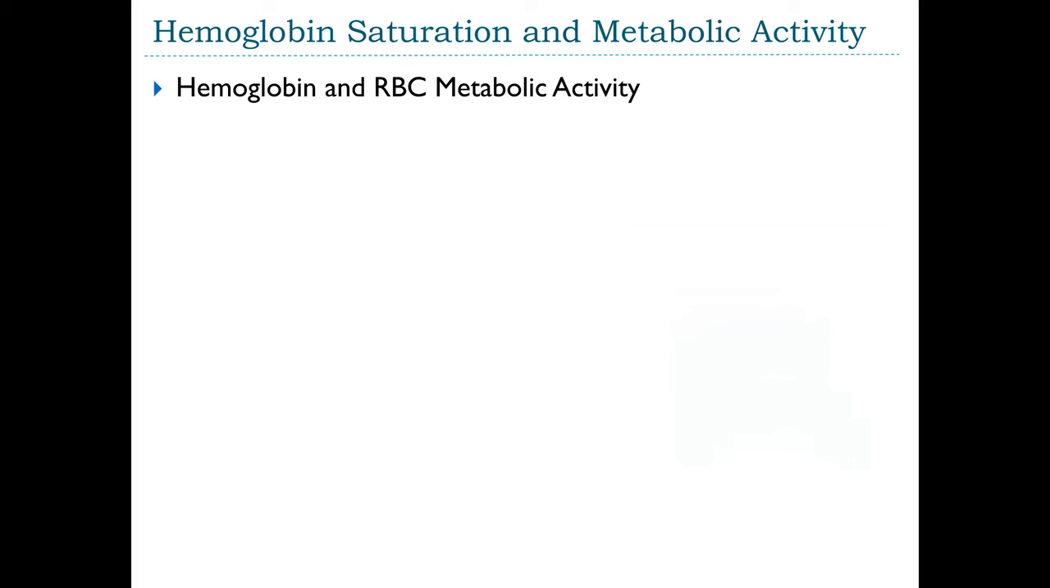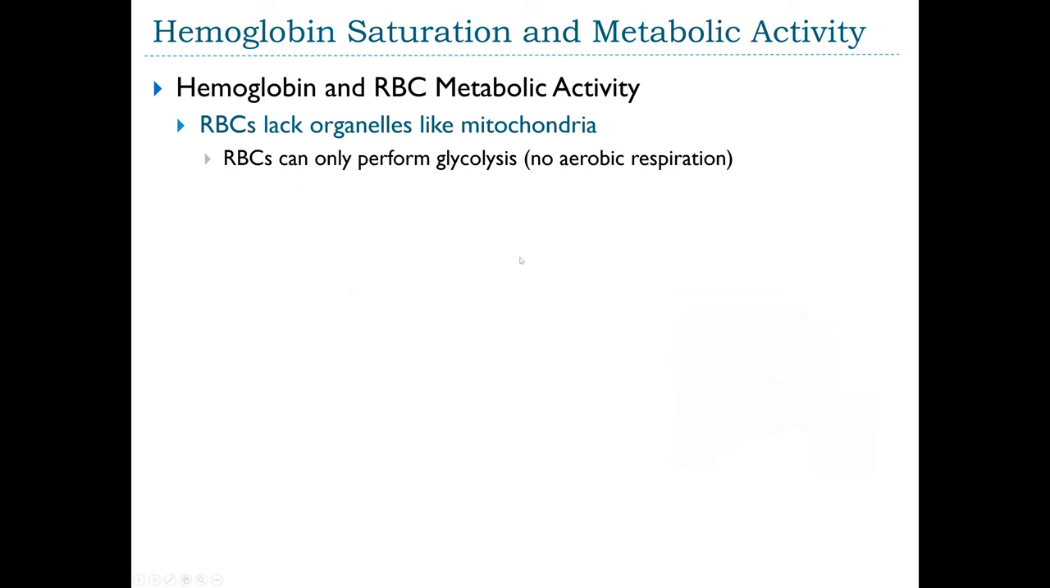All right, so let's look at hemoglobin saturation and metabolic activity. So hemoglobin and the red blood cell metabolic activity. So red blood cells lack organelles. So we already talked about how they don't have a nucleus. They also don't have mitochondria. Remember, red blood cells are essentially just packets full of hemoglobin. But since red blood cells don't have mitochondria, they can't do aerobic respiration. Instead, they can only perform glycolysis in the cytoplasm.